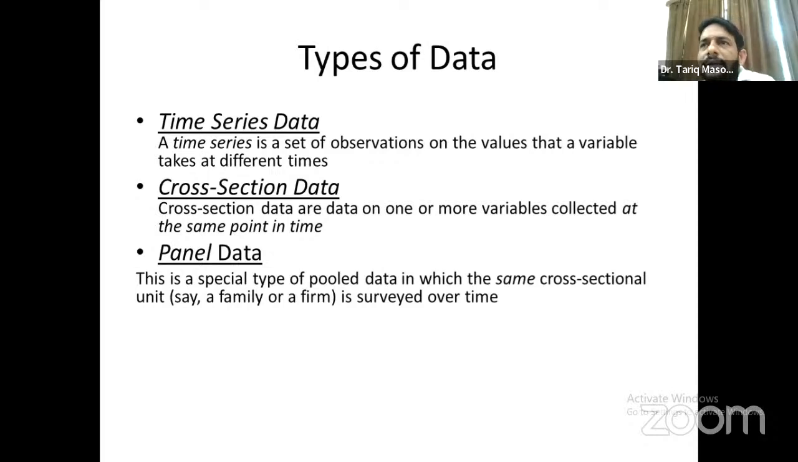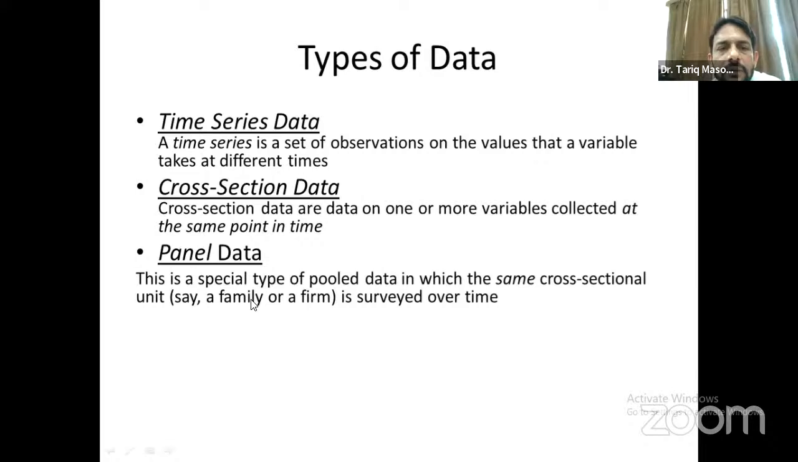So the unit is the same, the entity is the same, and there is variability over the period of time, like data of a particular country, GDP of India over the period of time. When we are seeing GDP of India, the cross-sectional unit or entity is fixed, it is India, and we are observing GDP over the period of time. So there is variability over time, but the unit is fixed, it is one unit.